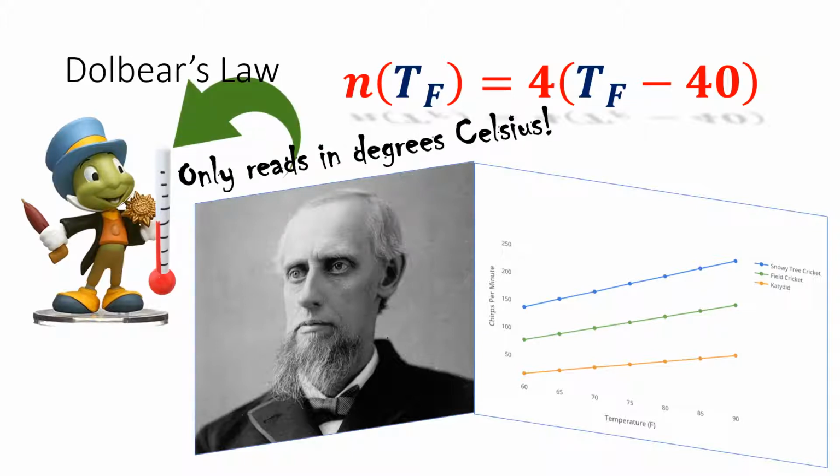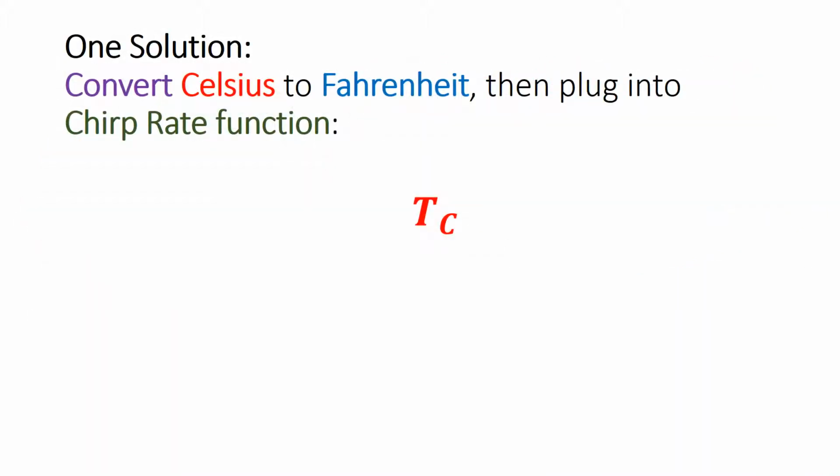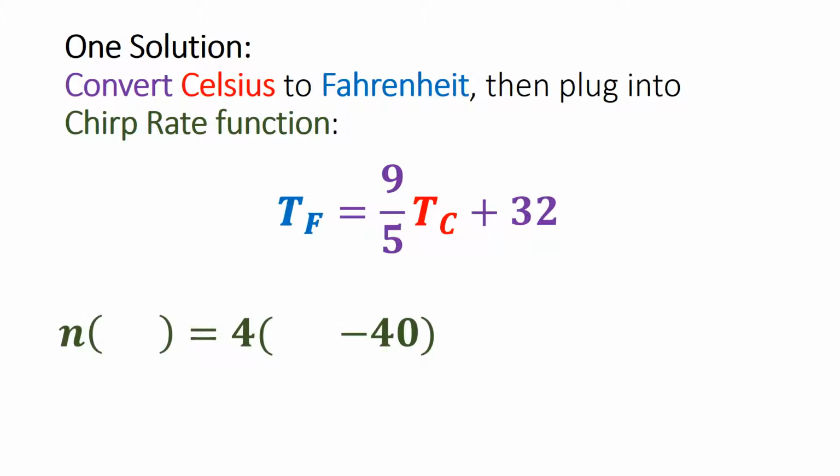The problem is the thermometer that we have only reads in degrees Celsius. So what are we going to do? Well, one solution is to convert the Celsius temperature to Fahrenheit and then plug that answer into the chirp rate function. So we start with the temperature in degrees Celsius, as you see on the screen. We apply the formula for converting Celsius into Fahrenheit, which is 9/5 times the Celsius temperature plus 32. And then we'll take that answer and plug it into our formula.